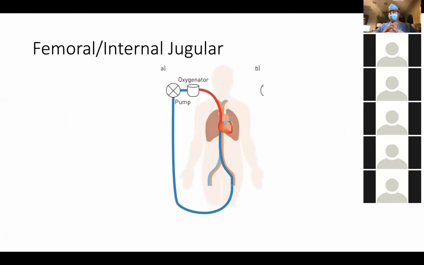So here's probably the most common and classic approach. This is femoral internal jugular. We drain from the femoral vein with a cannula that approaches the heart and return to the right internal jugular, the cannula that approaches the heart from the SVC.